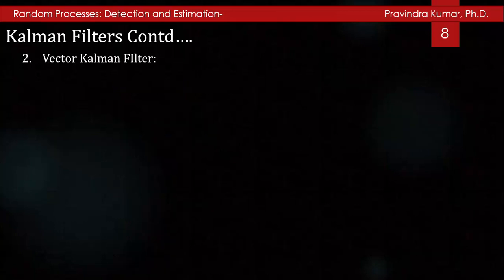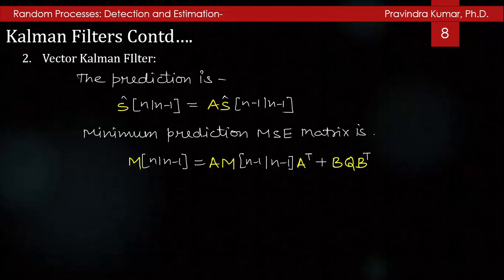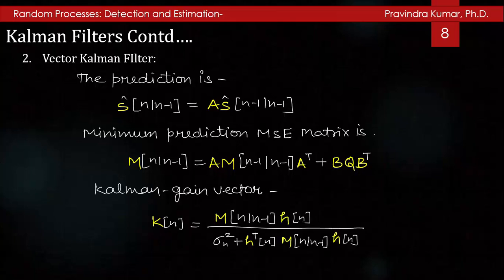Now the prediction is S cap n given n-1. It will be A S cap n-1 given n-1. The minimum prediction MSE matrix, that is the p by p matrix M[n given n-1], will be A M[n-1 given n-1] A transpose plus B Q B transpose. The Kalman gain vector Kn is equal to M[n given n-1] Hn divided by sigma n square plus H transpose n M[n given n-1] Hn.